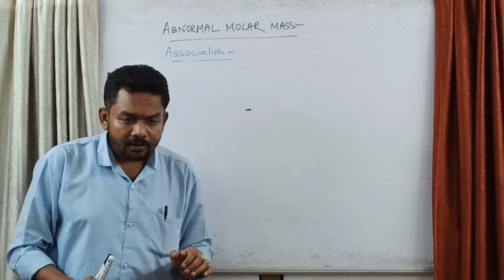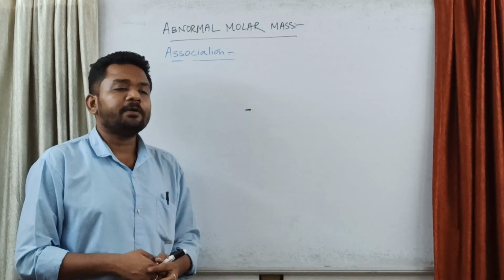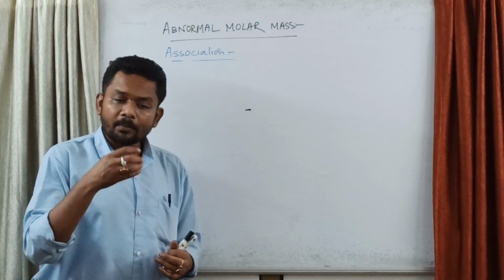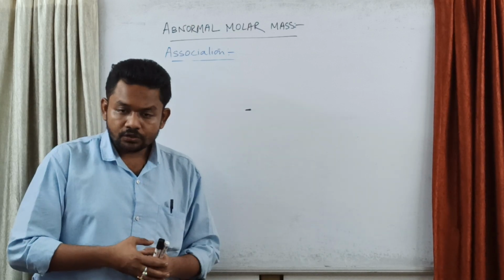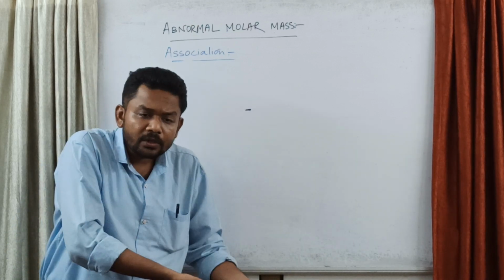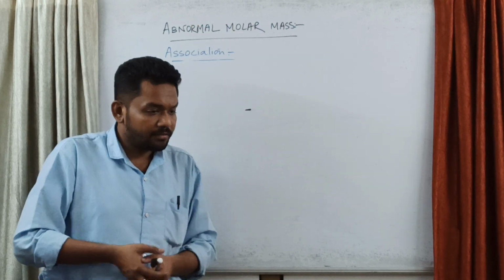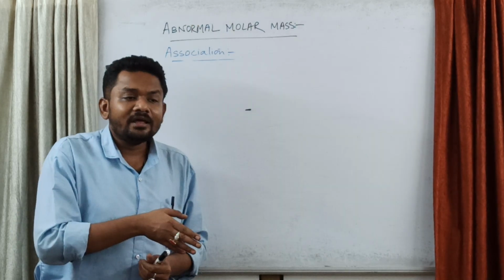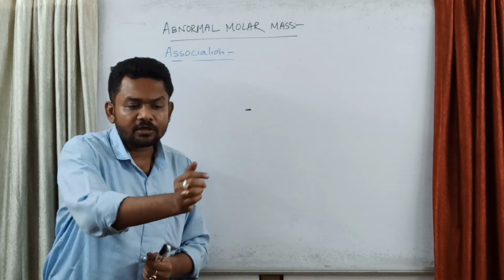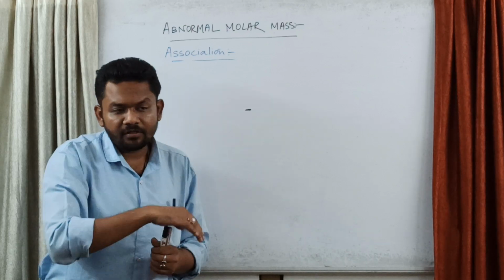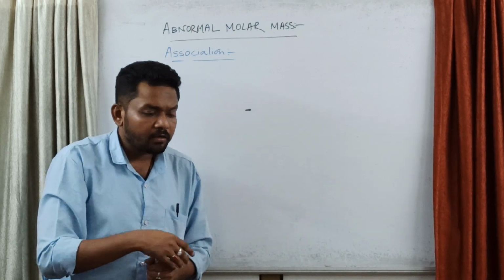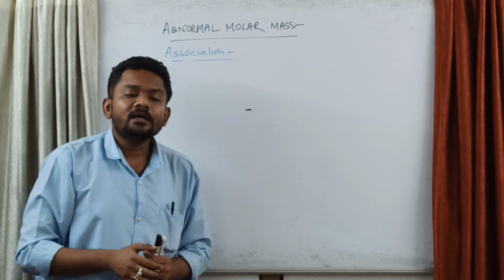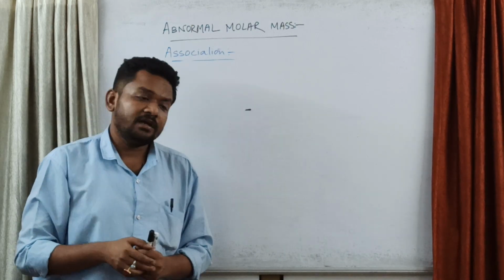From the definition of colligative property, you know colligative property is the property of the solution which depends on the number of solute. So when there is a decrease in the number of solute, colligative property also decreases. And you see in the elevation of boiling point, depression of freezing point, or osmotic pressure, in the determination of molar mass equation, colligative property and molar mass are inversely related.